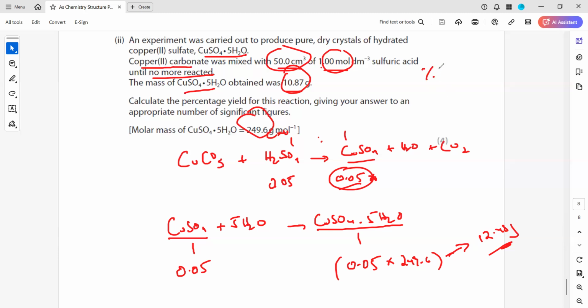So what is the percentage yield? The percentage yield is a practical value. So practically, we got 10.87. Theoretically, we should get 12.48, multiplied by 100. So this will give us the yield of this reaction, which is about 87%. Is it clear?